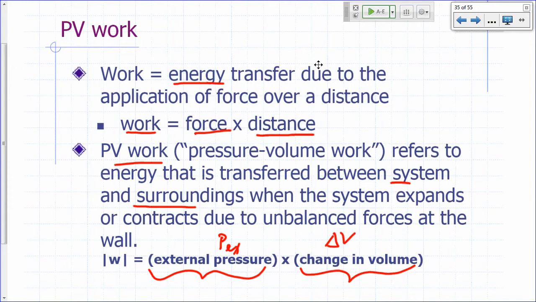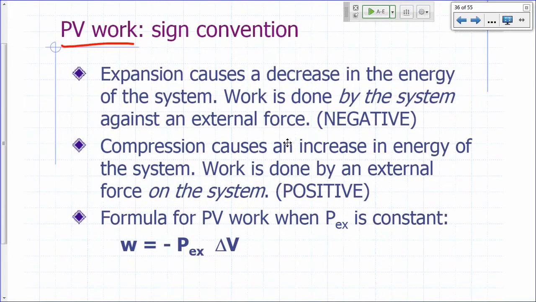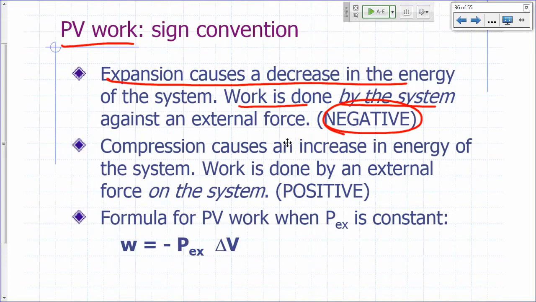Change in volume. So we need to adopt a sign convention here. If the system is expanding, it's doing work. It's working against an external pressure. Its energy is going to drop. If you're doing work, you lose energy, right? So expansion causes a decrease in the energy of the system. So we say work is being done by the system. Since the system is losing energy, we've adopted a convention so that in that case we assign a negative value for the work. So when a system is expanding, we say work is negative.